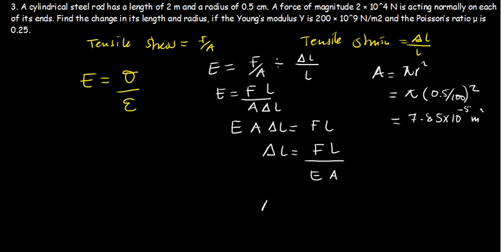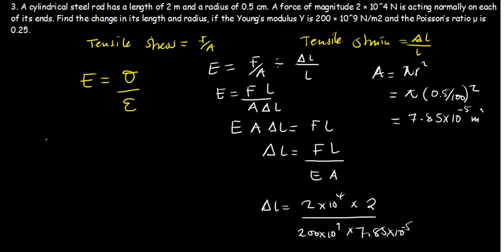And so the change in length is going to be equal to force, a force of 2 times 10 to the power 4, times the actual length, which is 2 meters, divided by Young's modulus, which is 200 times 10 to the power 9, and then times the area, which is 7.85 times 10 to the power negative 5. So this will give us a change in length of 2.5 times 10 to the power negative 3 meters. Okay, so that is the change in length.